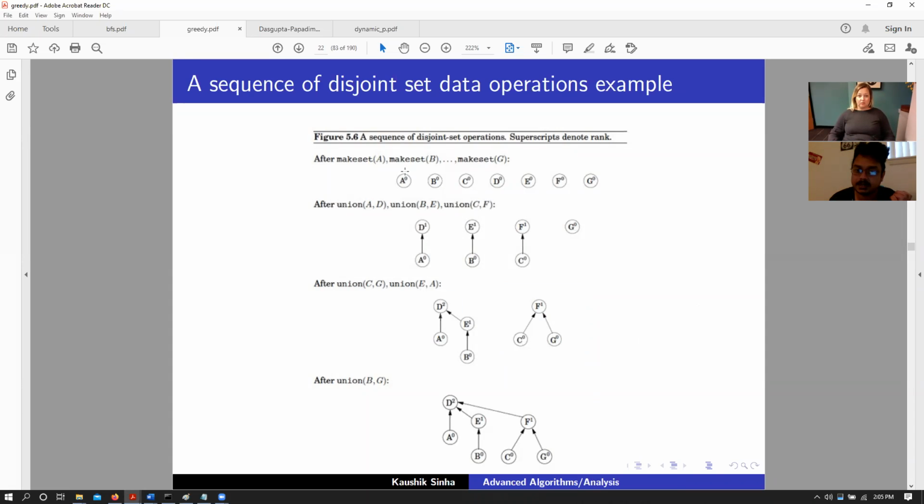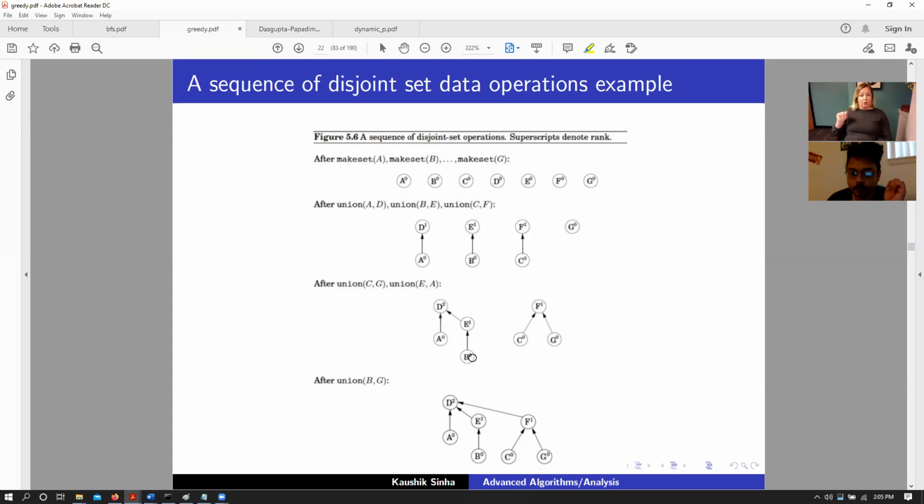One was the make set, but that just did not take that much time. That was just creating individual trees for individual vertices. And then the main two things that we needed to figure out was the function find, that given a particular node, tells me what the root node is. And that told us whether two particular nodes are in the same set or not.